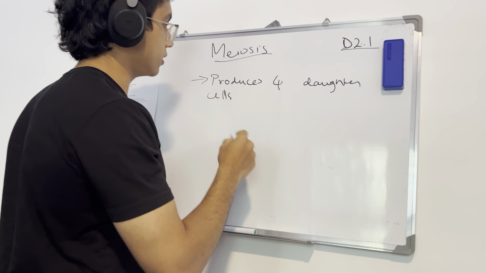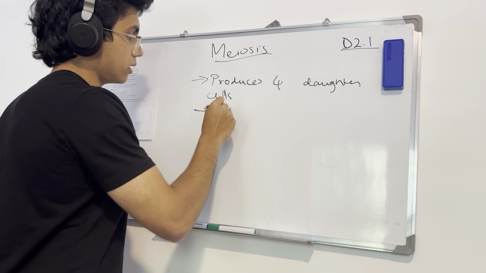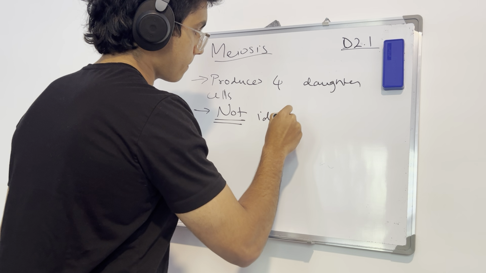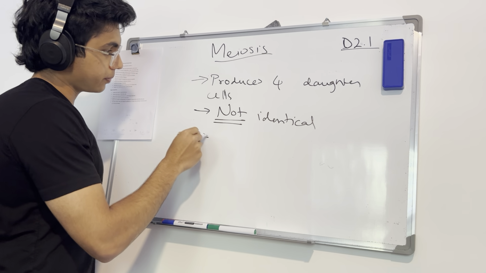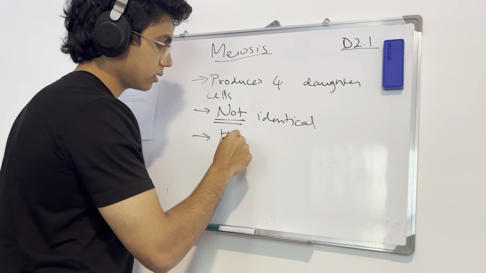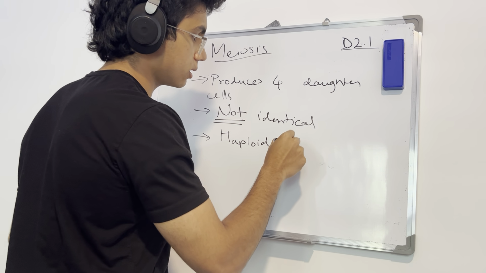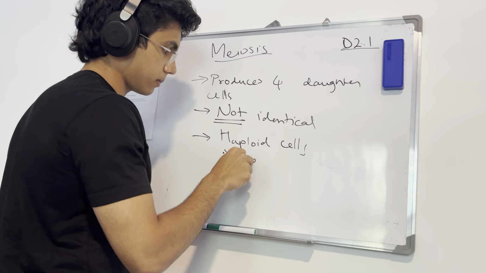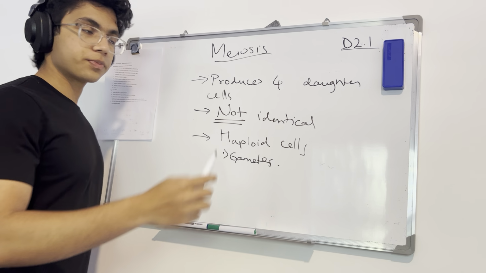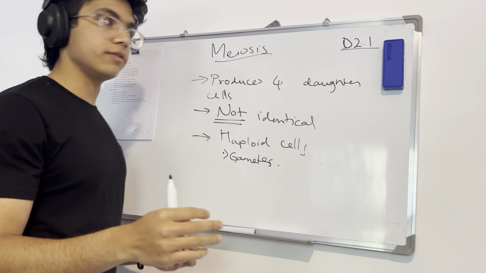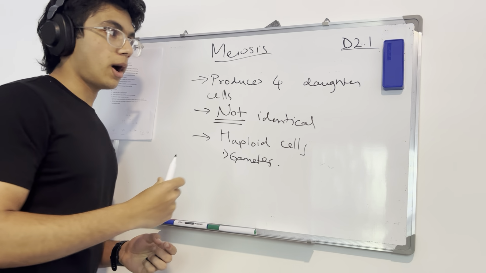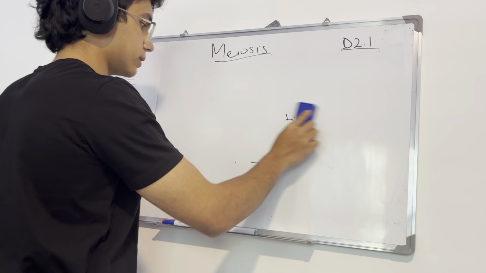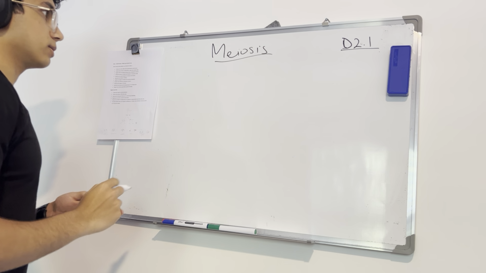Now, it's important to know that these 4 daughter cells are not identical, and they are haploid cells, otherwise known as gametes. Now, we've gotten the basic definition of meiosis out of the way, but how does it actually proceed? So, we're going to start focusing on the steps of meiosis.